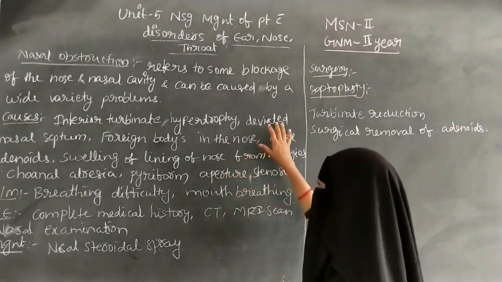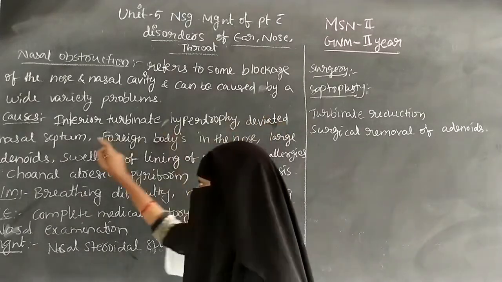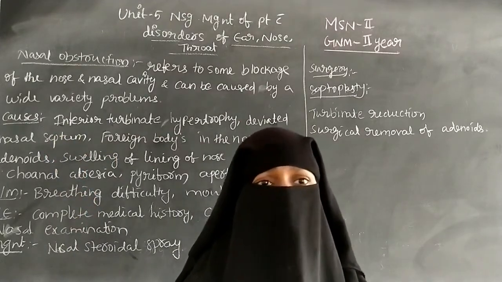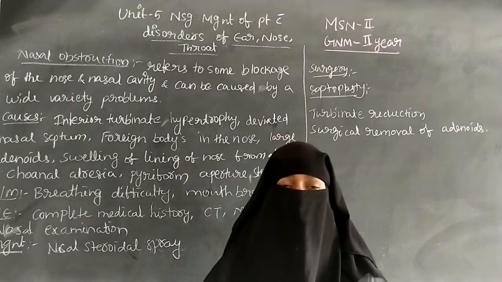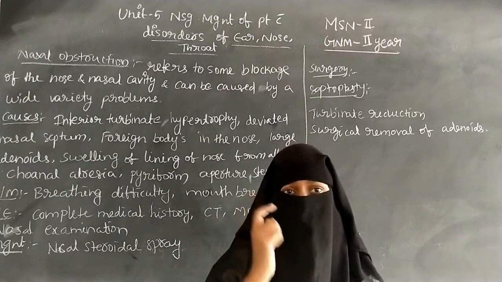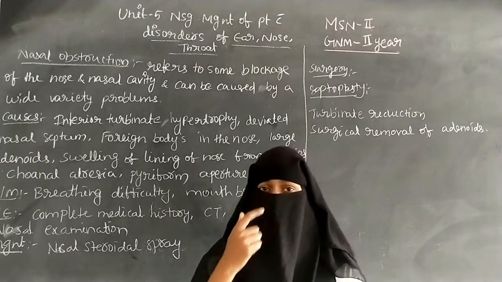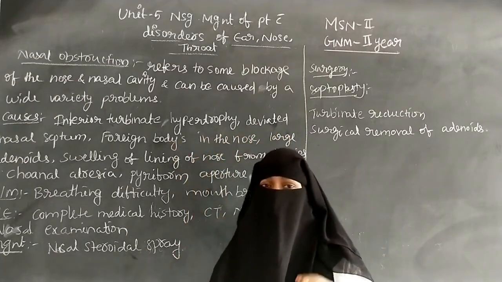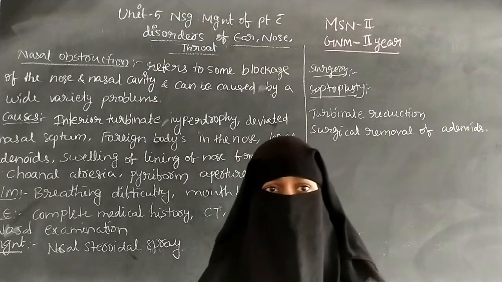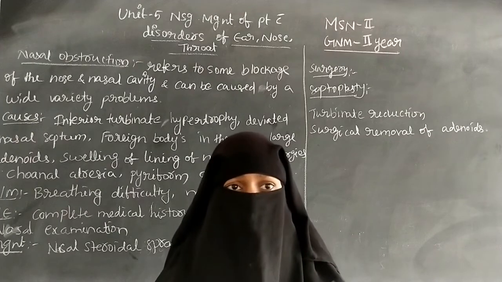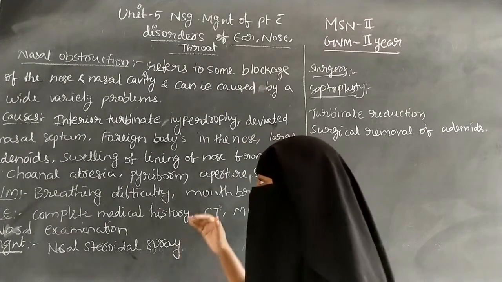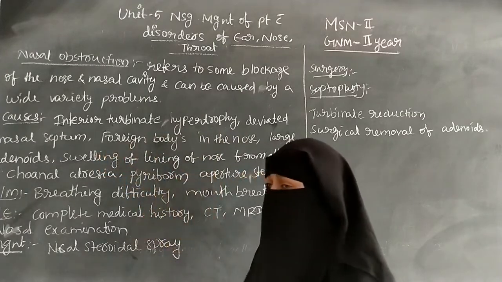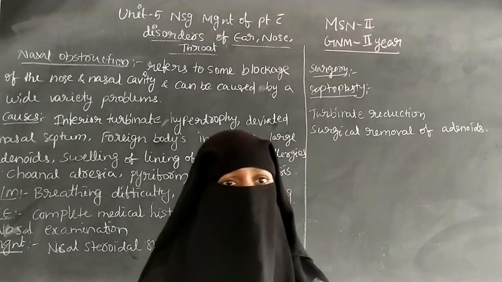So the next one is the deviated nasal septum. The septum is the bone present between the nasal cavities, and it can become deviated. Because of this, the nasal septum deviates from the normal position to the side, and it causes nasal septal deviation, which also causes nasal obstruction.